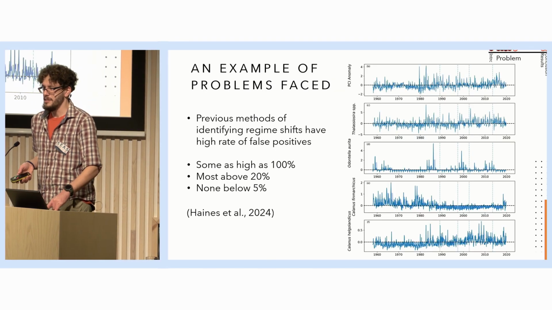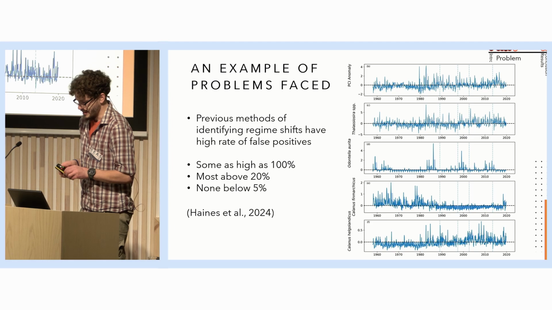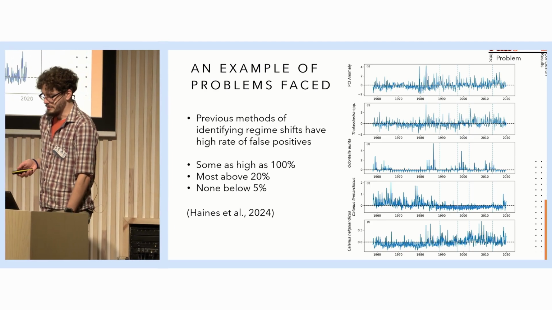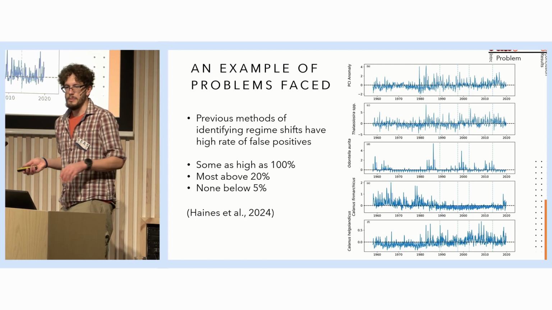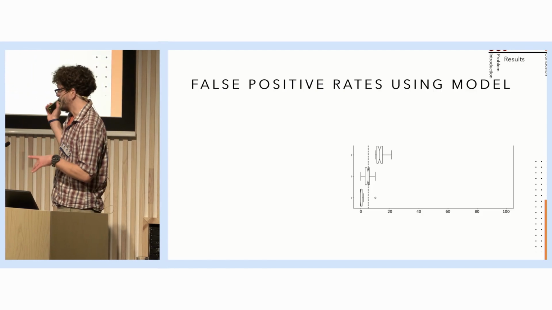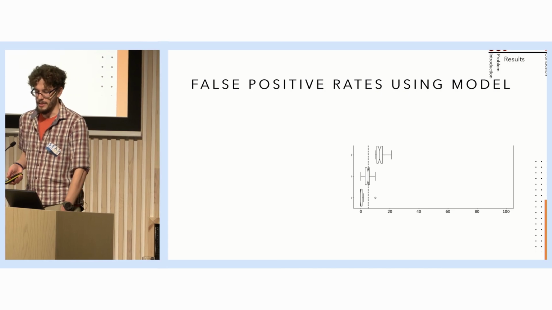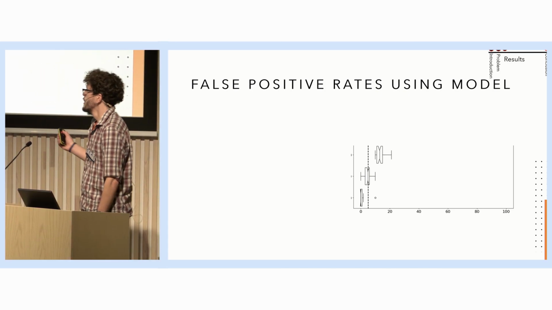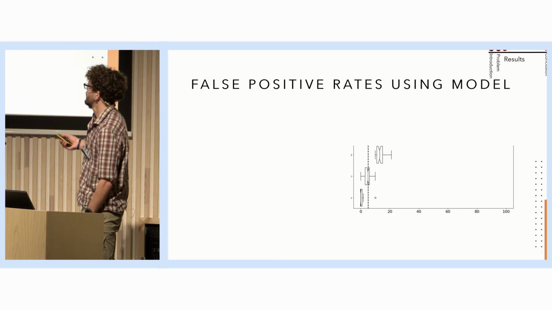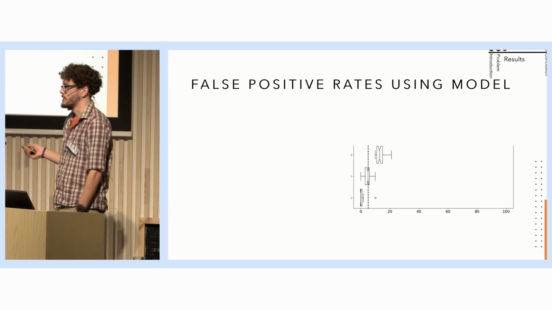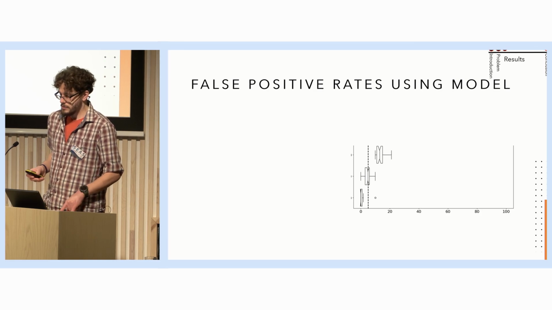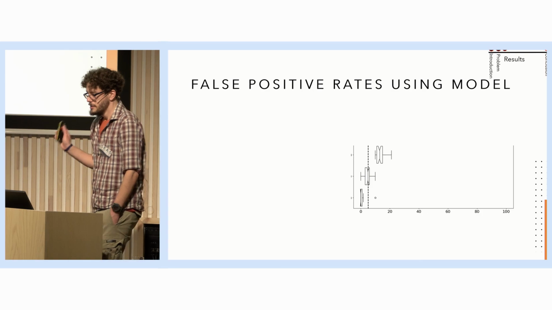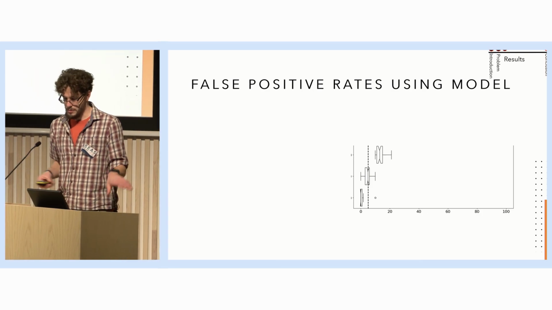You can talk to me later about what method I used to get around this, because I'm running out of time now. But basically, I found this method, and it's much better at reducing the rates of false positives. On the top, there's slightly less than 20%, or less than 5. And these are different sample sizes of simulated species that I've made up.